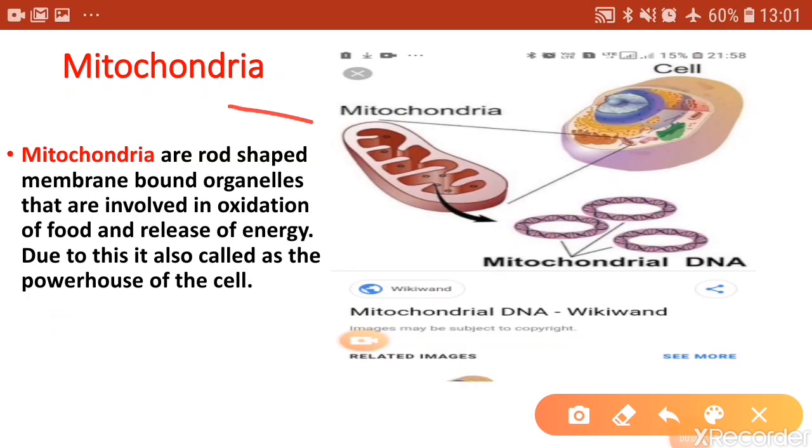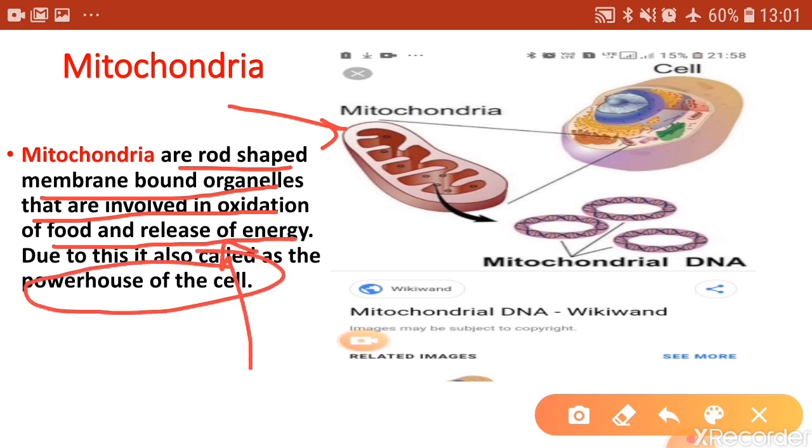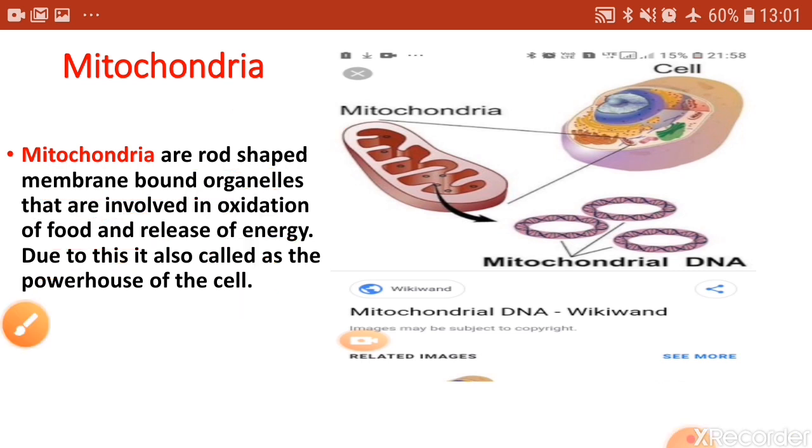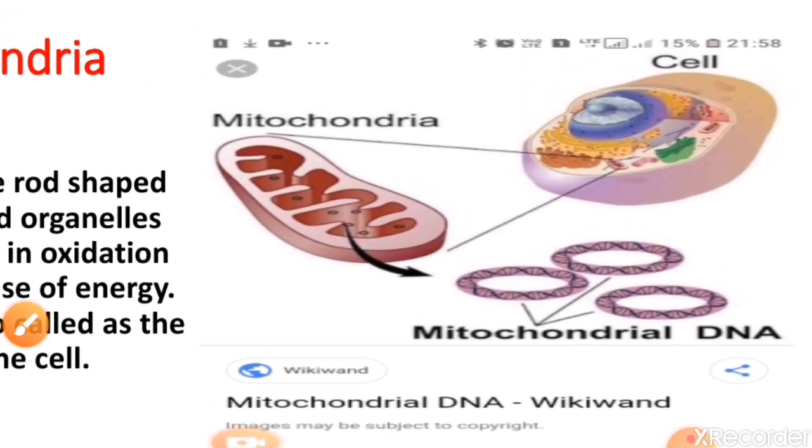Mitochondria are rod-shaped membrane-bound organelles that are involved in oxidation of food and release of energy. Due to this function, the mitochondria is called the powerhouse of the cell. Mitochondria are present both in plant as well as in animal cells. Let's have a look at the structure of mitochondria in detail.